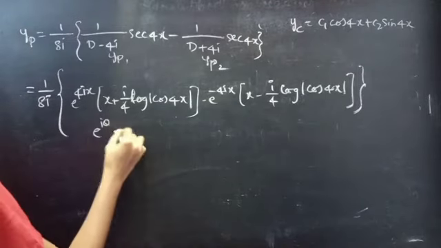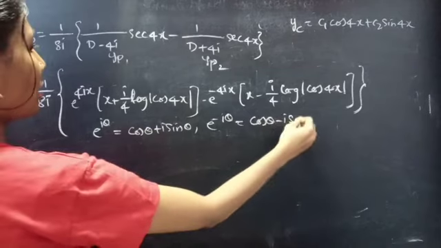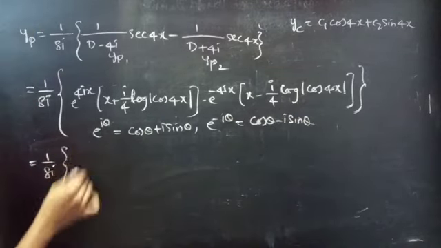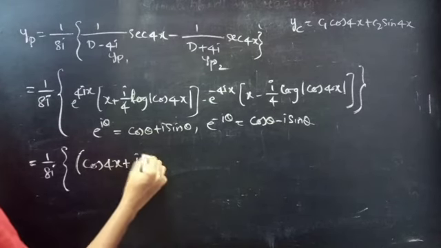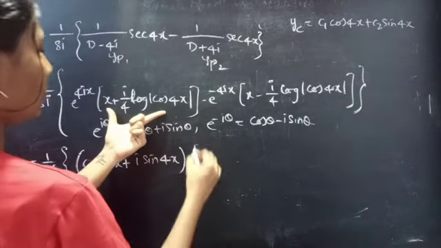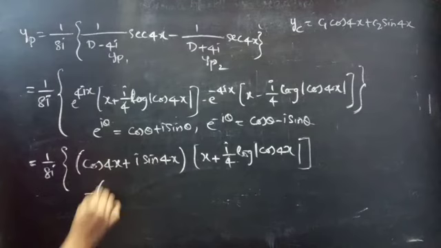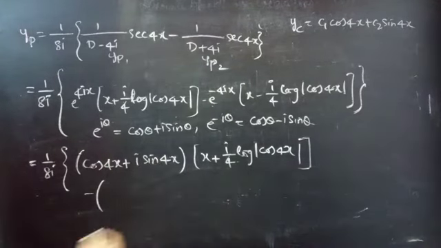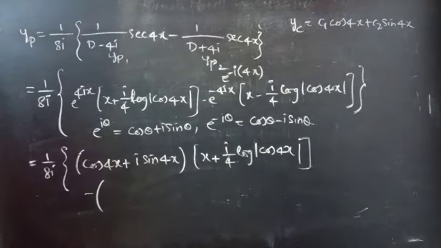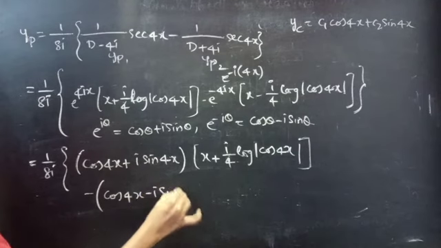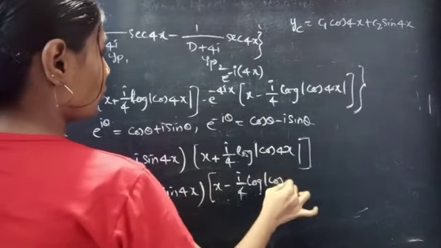Since we know that e power i theta equals cos theta plus i sine theta, and e power minus i theta equals cos theta minus i sine theta, we can write the above as 1 by 8i into e power 4ix, which can be written as cos 4x plus i sine 4x, into x plus i by 4 log mod cos 4x, minus e power minus 4ix, that is e power minus i theta, right? So e power minus i into 4x can be written as cos 4x minus i sine 4x, into x minus i by 4 log mod cos 4x.